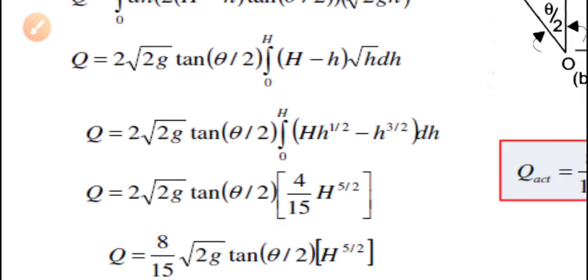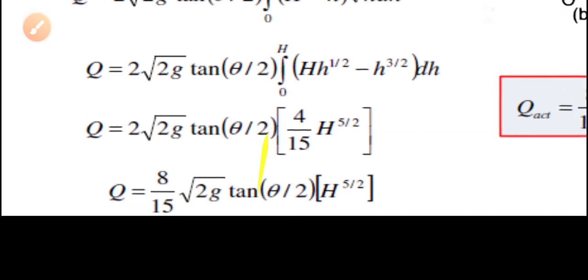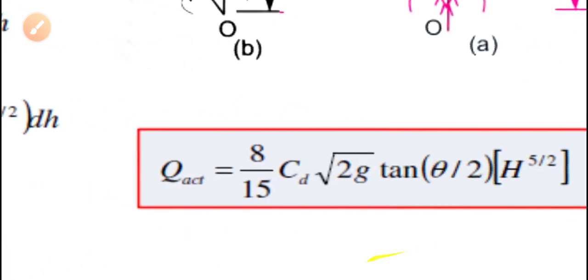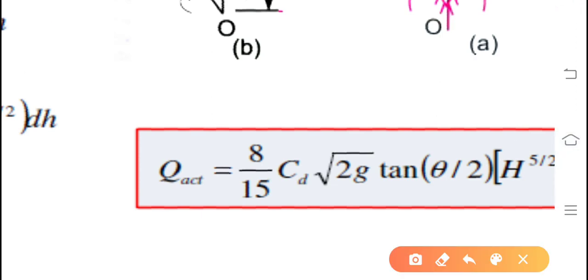Q is equal to 2 into root 2g tan theta by 2, 4 by 15. If you simplify this after substituting the value of small h varying from 0 to capital H, we will get 4 by 15 H to the power of 5 by 2. Therefore, Q is equal to, this 4 is taken outside, then 8 by 15 root 2g tan theta by 2 H to the power of 5 by 2. So it is clearly given here. Now Q actual is equal to 8 by 15 CD root 2g tan theta by 2 H to the power of 5 by 2.